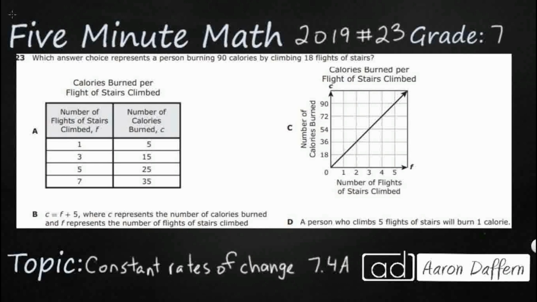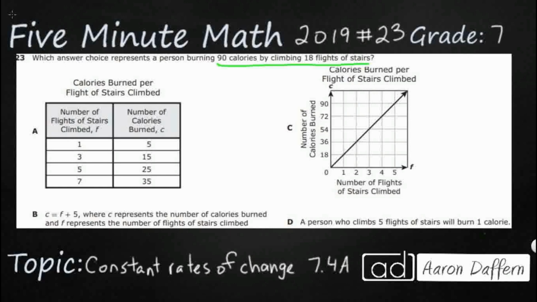So we have different representations here. It looks like 4 different types of representations to represent this basic problem situation up here at the top. Which answer choice best represents a person burning 90 calories by climbing 18 flights of stairs? And so we've got this relationship here between calories and 18 flights of stairs.